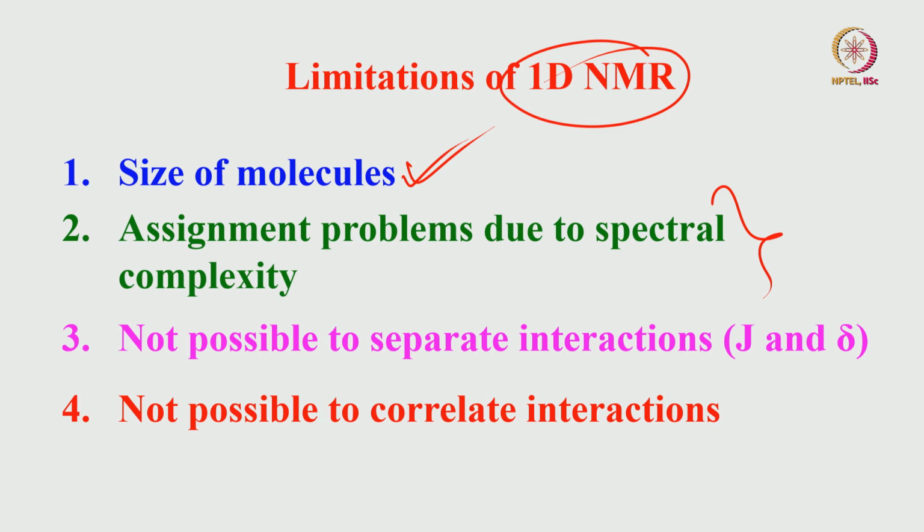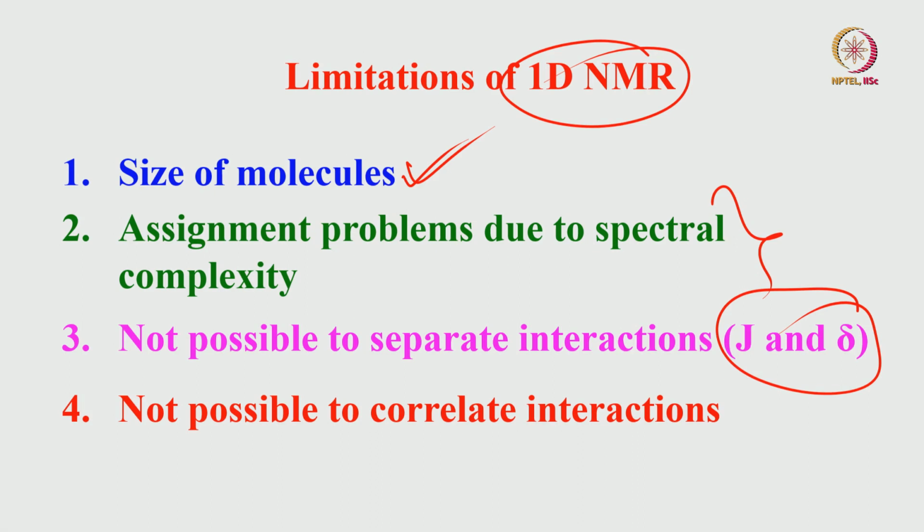And next is, it is not possible to separate the interaction J and delta. Remember, chemical shift and J coupling will be present simultaneously in a 1D NMR. I took a 1D NMR spectrum, and when we analyze, we say chemical shift here, but that also has a multiplicity pattern because of J coupling. So both are present. You cannot separate them in 1D. So it is a very difficult job, because when you separate these two interactions, your spectrum analysis becomes easy. There will be a lot of simplicity in the spectrum. So this is a big issue, and this is one limitation.